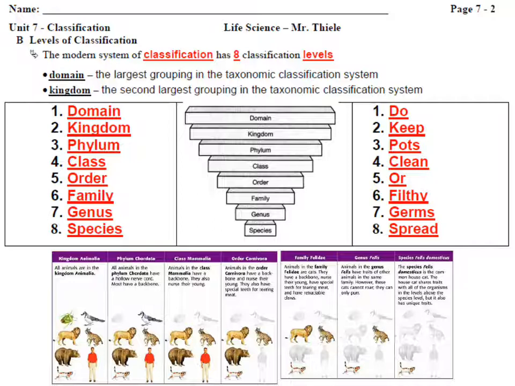If this works for you to help remember the order of these, then by all means use it. If you can come up with your own, maybe that's even better.